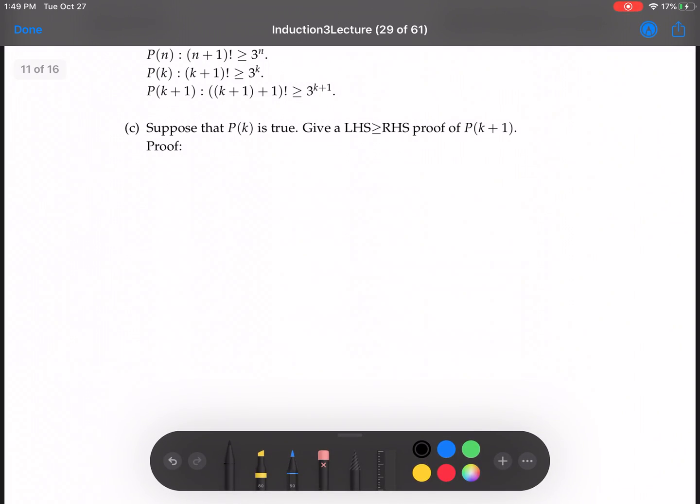All right, so again for this one, I'll first go about my reasoning, kind of how I would figure out how to do this, and then I'll do the proof. Okay.